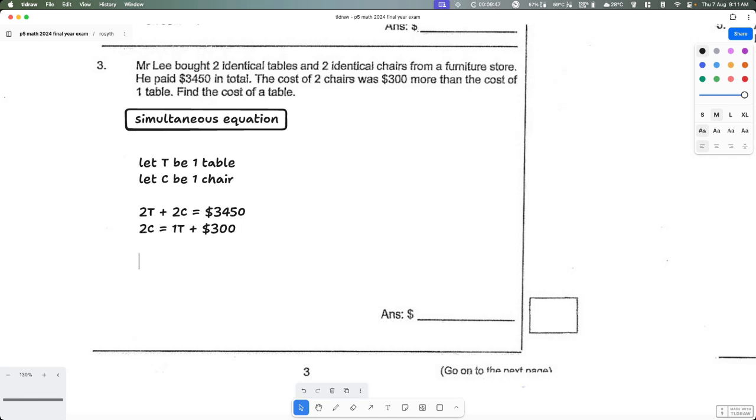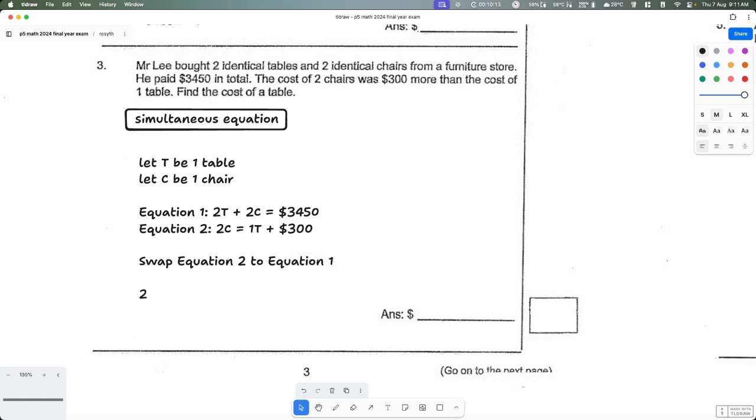Okay, so we can swap 2C. Equation 1 is this, and then equation 2 we substitute into equation 1. So that means 2T plus 2C is 1T plus $300, equal to $3,450. So 3T plus 300 is equal to 3450.